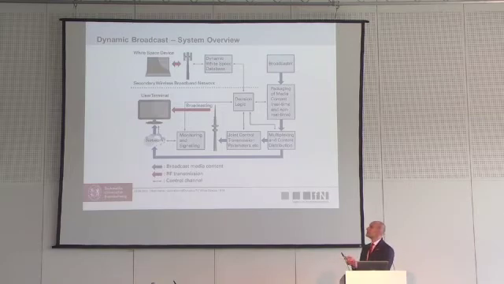So in dynamic broadcast, we provide an interface to secondary wireless networks by means of a dynamic whitespace database, which I will introduce in a few moments. And this could be, for instance, used to increase the capacity of a 2.4 gigahertz wireless hotspot by means of this TV spectrum.